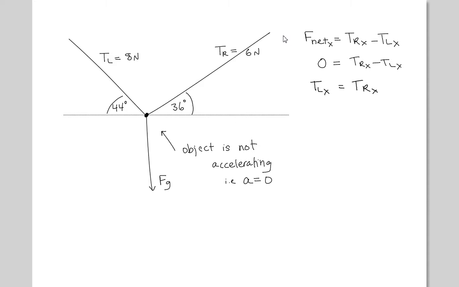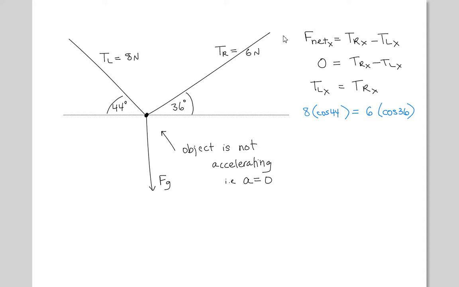Okay, and how do we solve for those? Let's use our data. What was our tension left? Our tension left was 8 newtons. So 8, and then what do we multiply by to get the x component? Cosine of 44. Okay, and on the right side, it should be 6 newtons times the cosine of 36. So go ahead, type those in the calculator and see if those are the same.